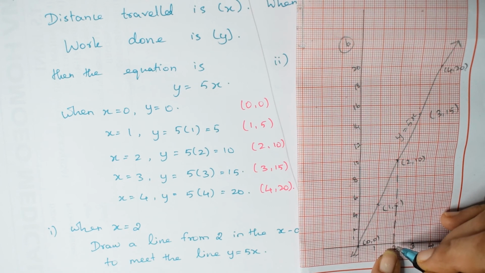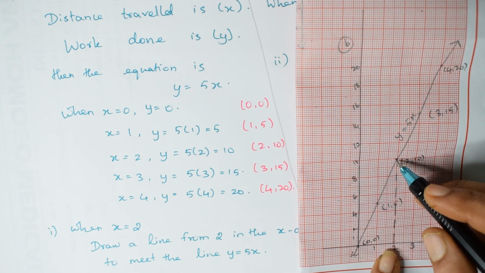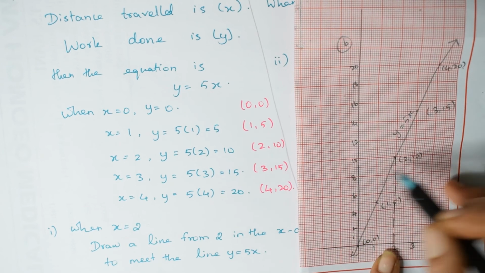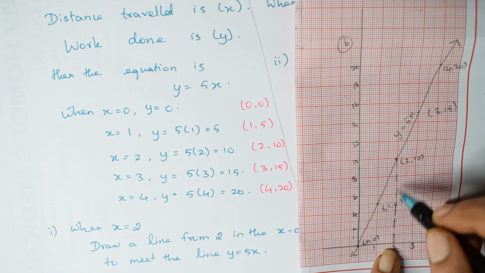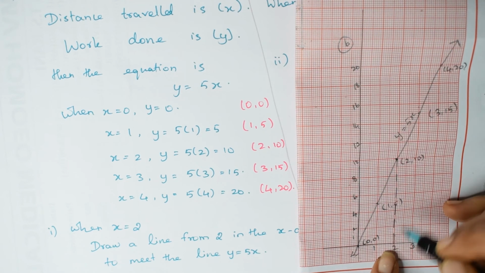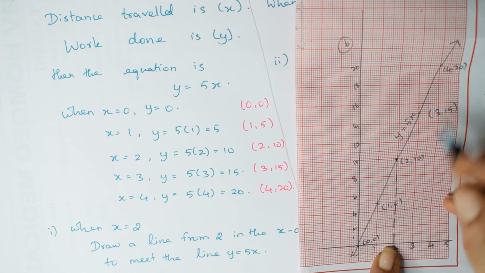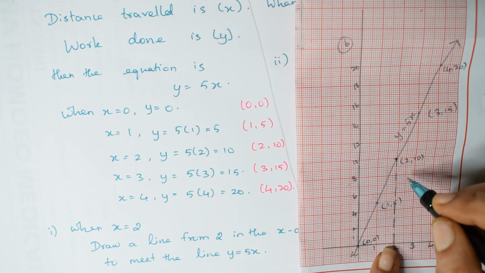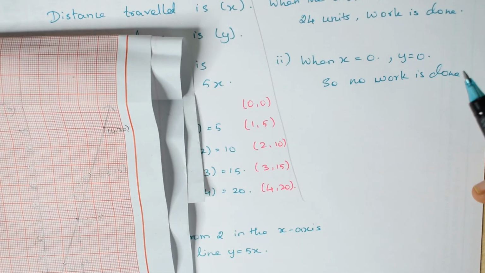So I have drawn a dotted line from 2. Suppose I had not considered the value of x as 2, you won't have this point (2, 10). But even then, if I draw a line, I can see that the line from the unit 2 has hit the given line at 10. So we can say that when x is equal to 2, y will be 10. That is the question they asked you to solve.